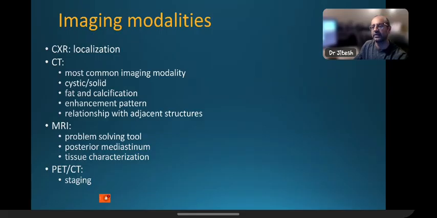PET-CT is not used for the initial diagnosis of these masses. It is used basically to stage the tumor, specifically lymphoma or some other malignant tumor of the thymus, which can extend beyond the chest. So PET-CT is good for initial staging, and for looking at treatment response and follow-up imaging.